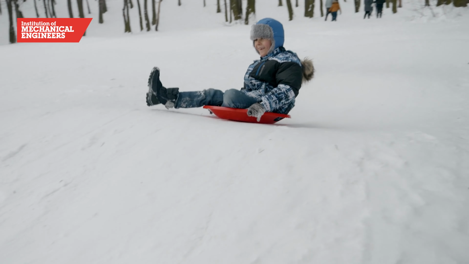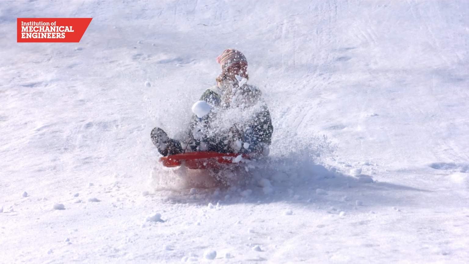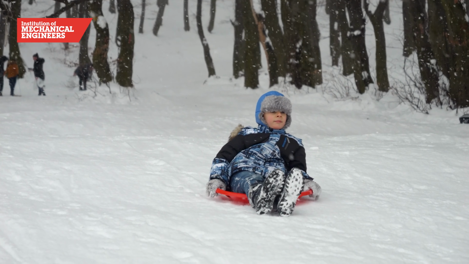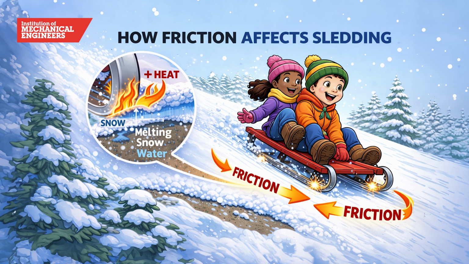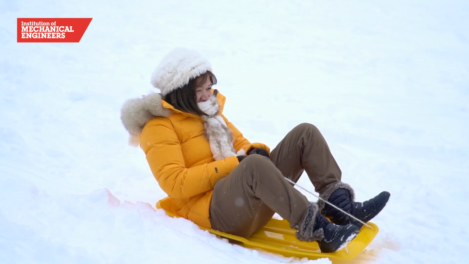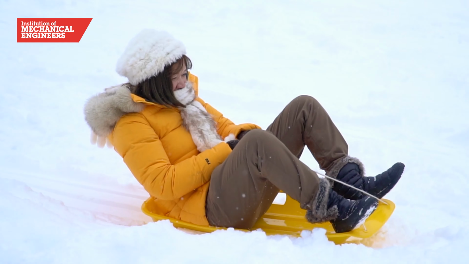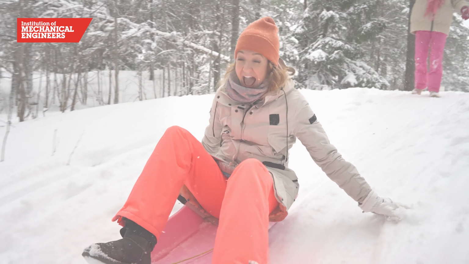A fun fact about friction: sledding is so fast because of a thin layer of water acting as a lubricant and reducing the friction. When a sled moves over snow, the pressure and friction generate a small amount of heat, melting a thin layer of snow into water. This water layer acts as a lubricant, reducing friction and allowing the sled to glide along the surface smoothly.